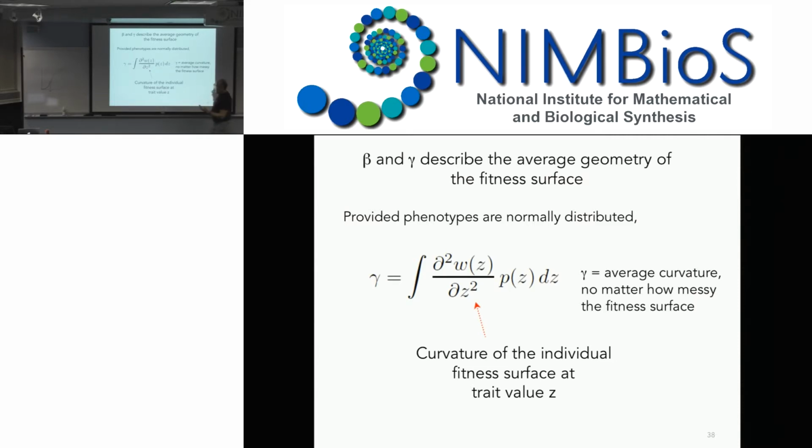Likewise, you can show that gamma, the second derivative, is the curvature. So gamma, if phenotypes are normal, is simply the average curvature of the fitness surface. So these beta and gamma have interpretations in terms of curvatures of individual fitness surfaces, regression coefficients on individual fitness surfaces, fitness landscapes. Since they're involved in fitness landscapes, as we'll see, they're involved in predicting how traits change. Does the mean increase or decrease? Does the variance increase or decrease?